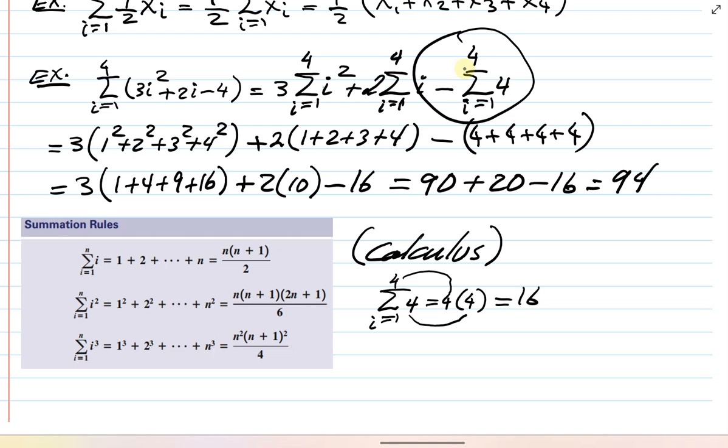Okay, and that's precisely what this was. Now, let's look at sigma of i, where i goes from 1 to 4. According to this formula, the sigma of i from 1 to n, which means 1 plus 2 all the way up to n, is the sum of the first n natural numbers. The formula says you can write it as n times n plus 1 over 2, where n is the upper limit.